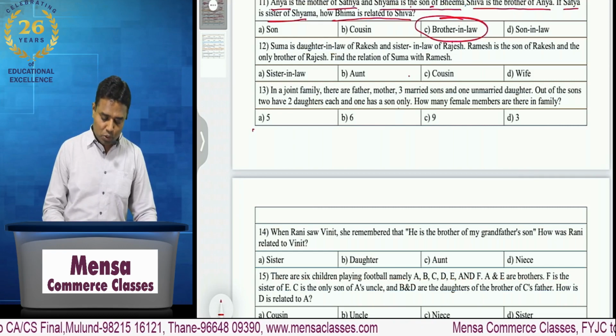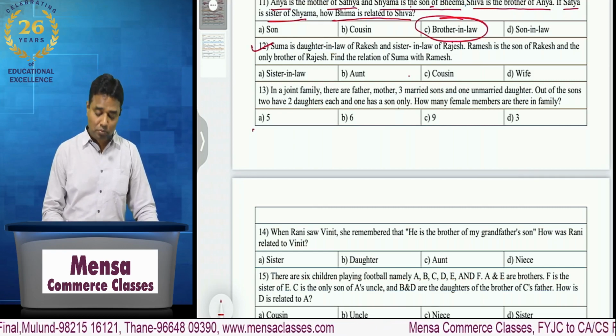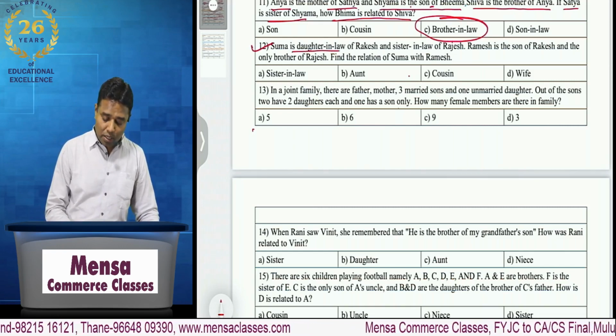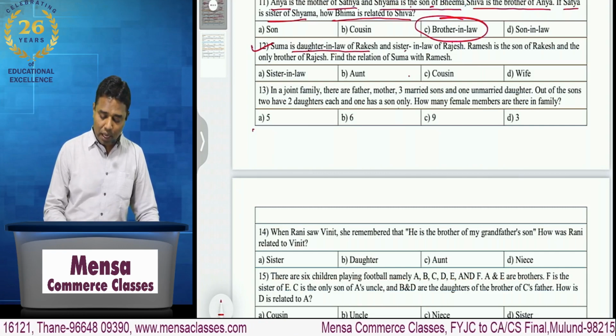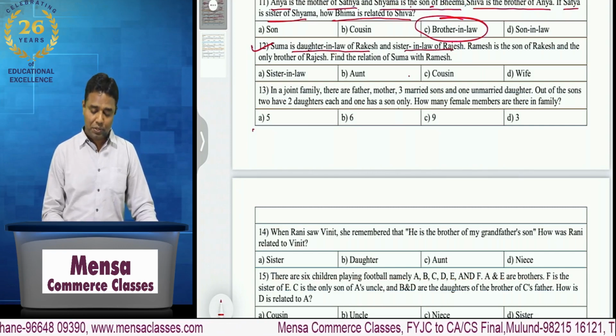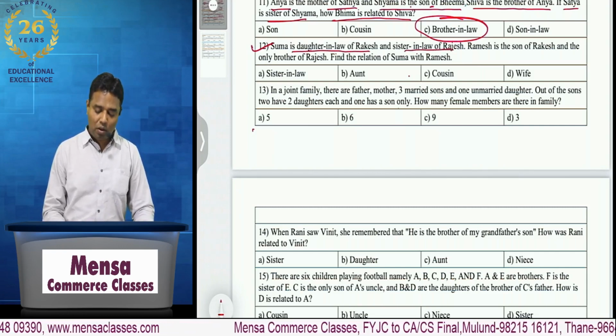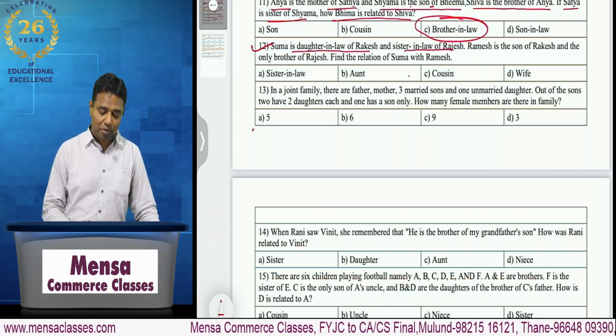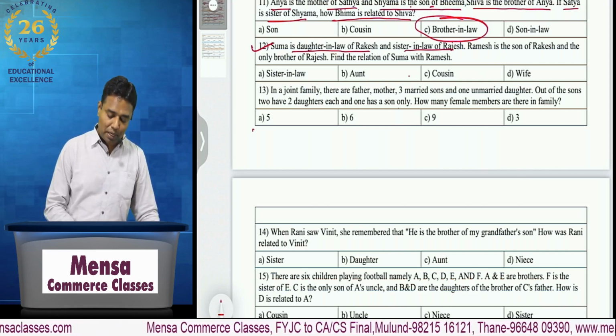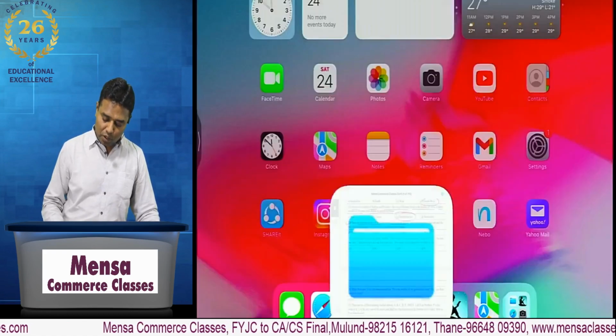Let's move on to the next one. Question number 12. Suma is the daughter-in-law of Rakesh and sister-in-law of Rajesh. So let's connect it and draw this one by one.